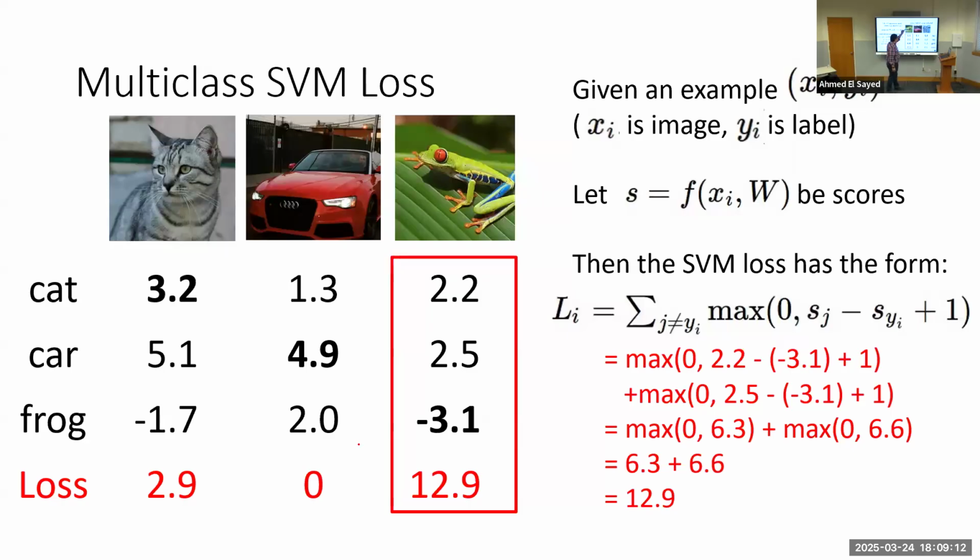Again, where is the correct one? So I will subtract this minus this, plus the margin. This minus this, plus the margin. This will give me 6.3. This will give me 6.6. Again, the maximum will give those scores, so it will give 12.9.